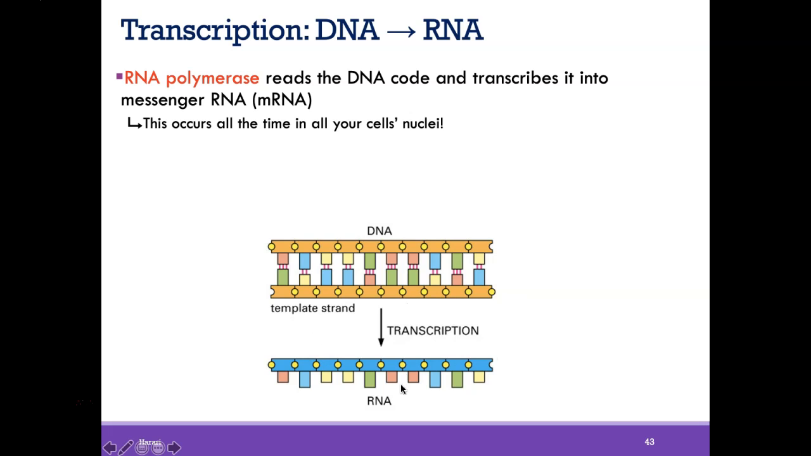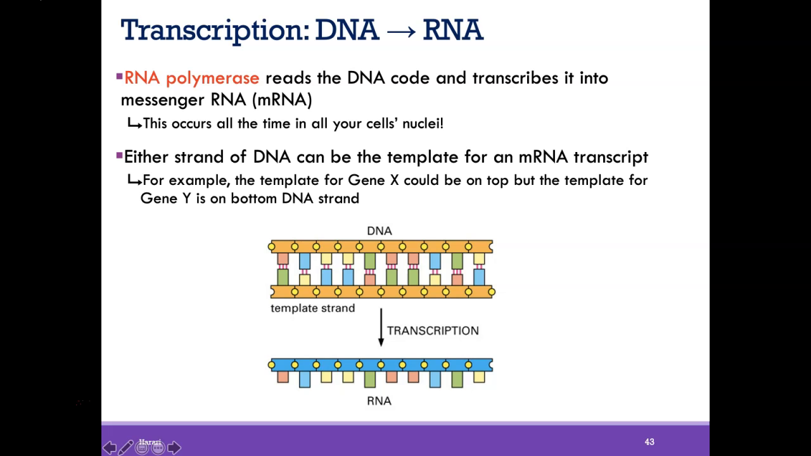Right? So DNA gets transcribed into mRNA by RNA polymerase inside of your nuclei. And this happens all the time. Interestingly, either of the two strands of DNA can serve as a template for an mRNA transcript. So for example, the template for gene X can be on top, but the template for gene Y can be on the bottom. So only one of the two strands contains the information encoding for a protein. We call that strand the template strand, right? And depending on the gene, the template can be either of these two.